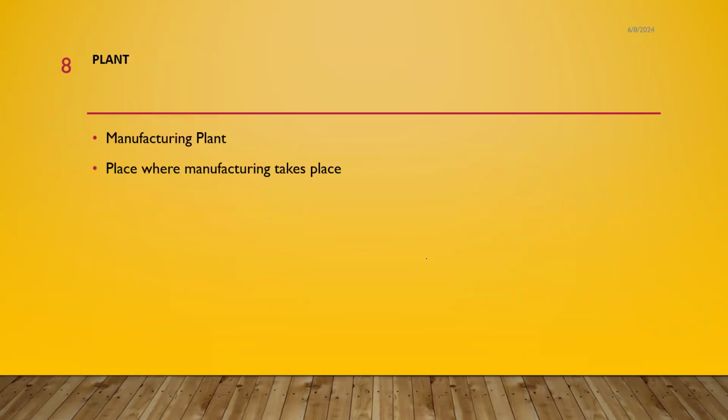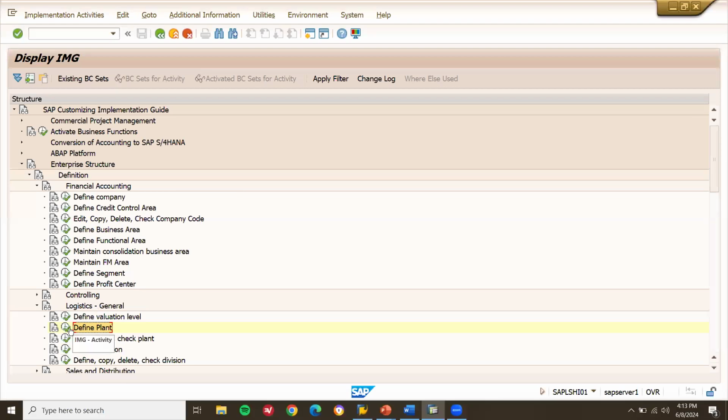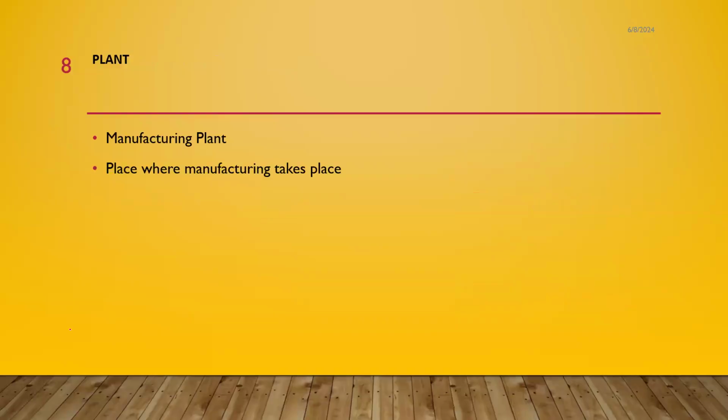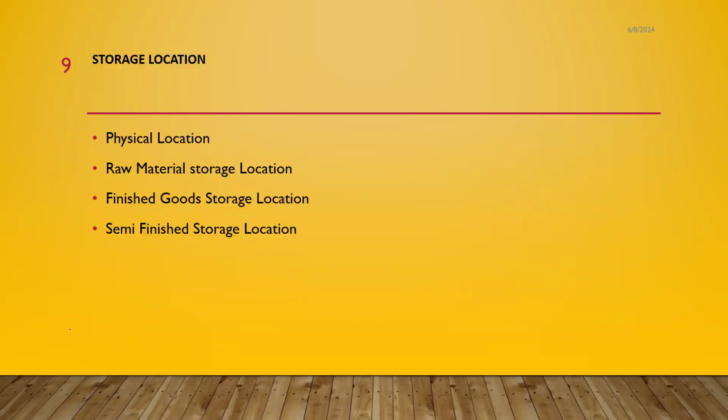Next, plant. We have to create a plant. Where would we create the plant? In logistics general, define plant. See here? Defined. A plant is a manufacturing place. A plant is nothing but a Ford plant, Hyundai plant, Kia Motors plant. It is also one of the organizational units where material is being manufactured. Next, storage location. It's a physical location where the material is stored. For raw material, they create a separate storage location. For finished goods, they create a separate storage location. For semi-finished, they create a separate storage location. A storage location will be inside the plant.